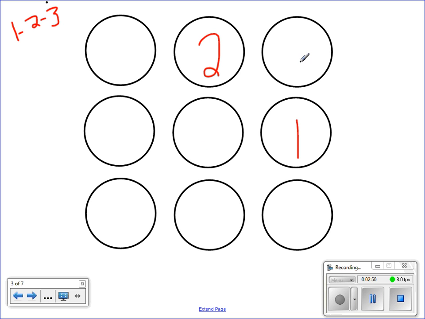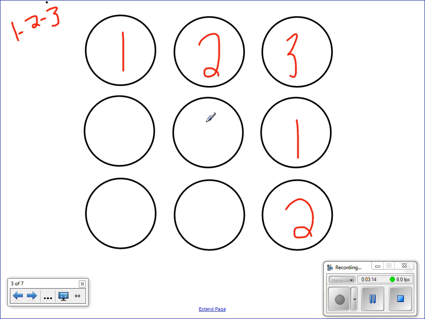So we look. Can this circle right here be a 1? No, because if you look up and down, there's already a 1 in this column. Looking across, can this circle in the corner be a 2? No, there's already a 2 in this row. So we're going to make that a 3. If this guy's 3 and this guy's 1, this one has to be 2. If this is 3 and this is 2, by process of elimination, this one has to be 1.